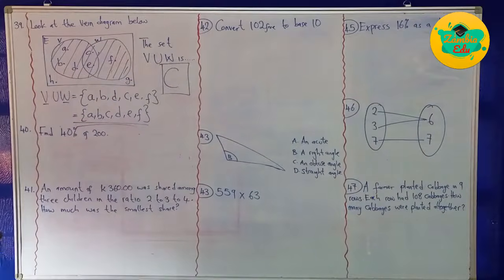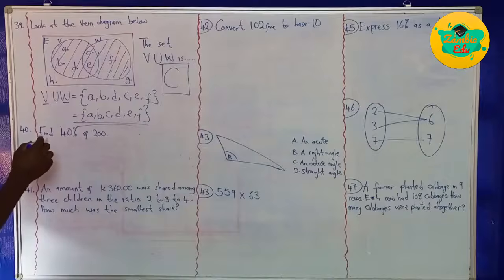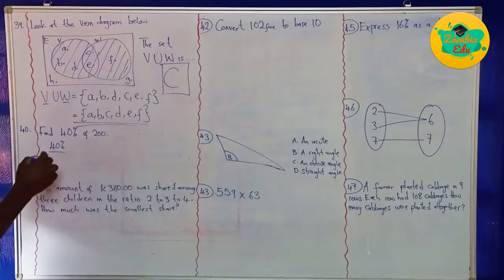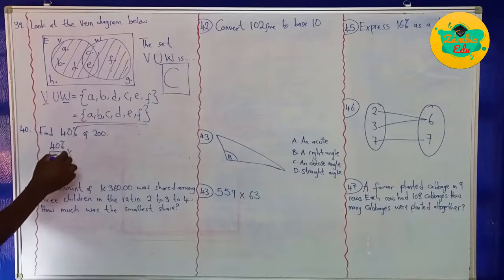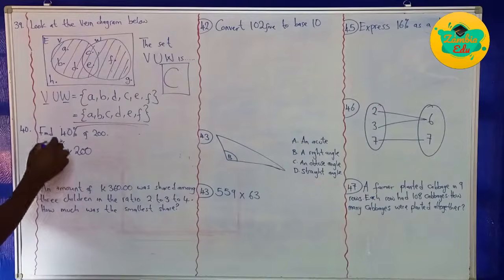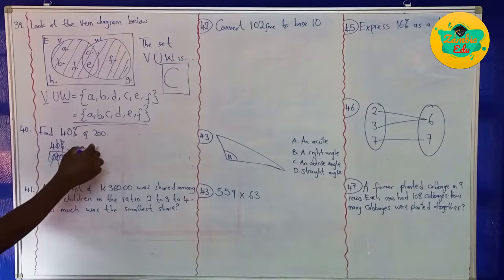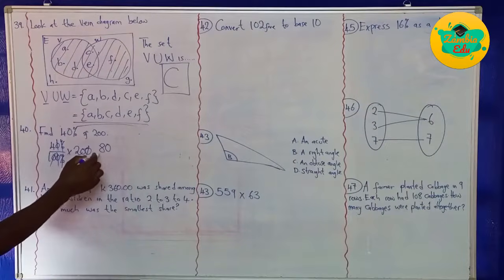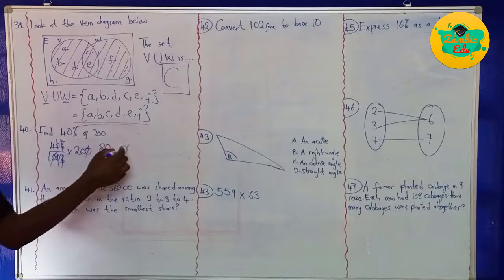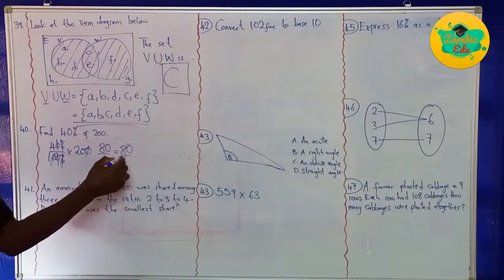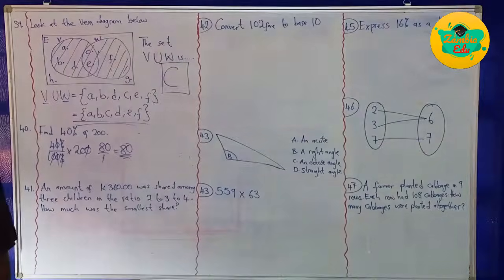We quickly go to 40. On question 40, they say, what is 40% of 200? So you say 40% over 100% times 200. So percent and percent cancel each other. 0 and the 0 cancel each other. That 0 cancel that 0. So 4 times 20. 4 times 20 gives us 80 over 1. 1 into 80 is equal to 80. So 40% of 200 is 80. Right, so our answer is 80 there.